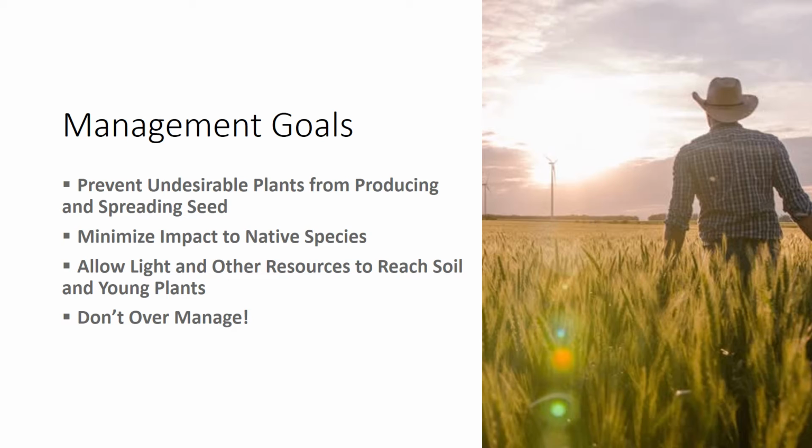You want to minimize the impact to native species. You don't want to overuse herbicides that might do more harm than good. You don't want to access the site with heavy equipment and crush tender young vegetation growth that's just starting to emerge. So think about the less invasive way that you can control the things you need to control without harming the things that you want to grow. You want to allow light and other resources to reach the soil and reach those young plants that are trying to get going. And finally, you want to not overmanage.